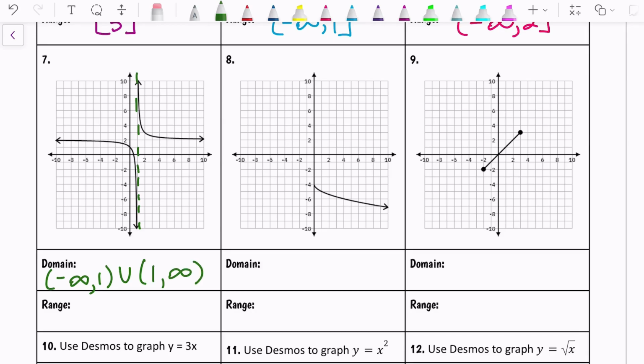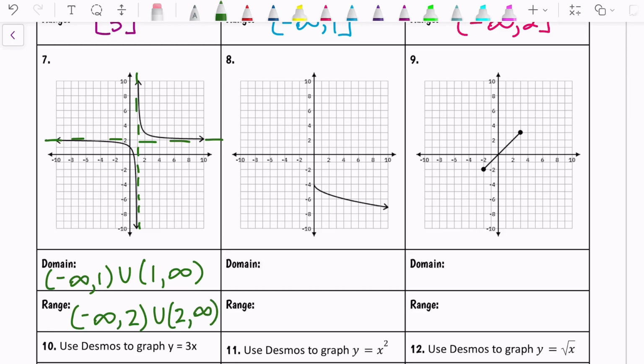For the range, there's a horizontal asymptote at 2. It's where you find the asymptotes by where that graph is curving and going kind of flat looking. It doesn't actually touch those spots. So it's curving into 2. It's not actually going to touch 2. So we say negative infinity to 2, union 2 to infinity.